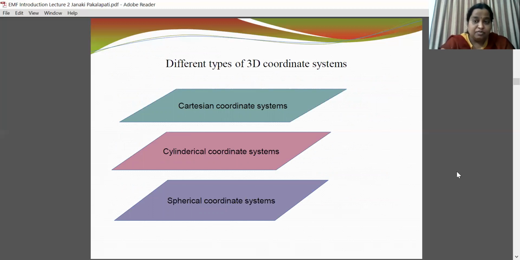The first type of coordinate system is the Cartesian coordinate system, which is very much known to you all, also called the rectangular coordinate system. The second type is the cylindrical coordinate system, and the third type is the spherical coordinate system. We will go into detail when we start the first unit, in the next lecture. But here, to just summarize what a Cartesian, a cylindrical, and a spherical system is, I'm going to discuss in the next slide.